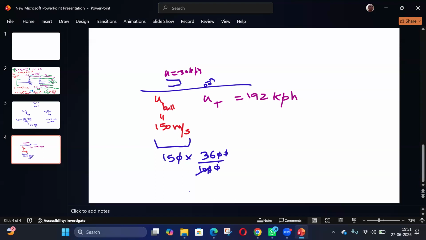So 15 into 36, the bullet speed is much higher. So it is 360 plus half of 360 is 180, so 540 kilometers per hour. Okay, this is with respect to the moving vehicle. So now we have to subtract those two speeds.